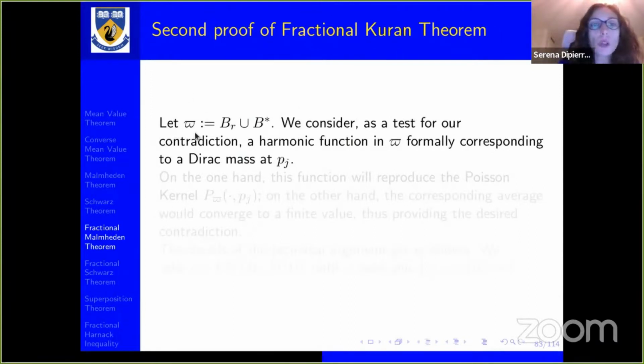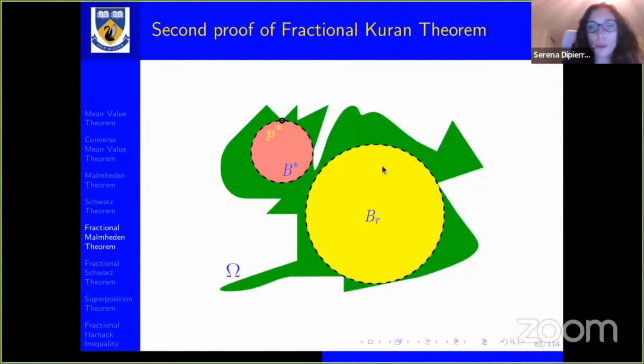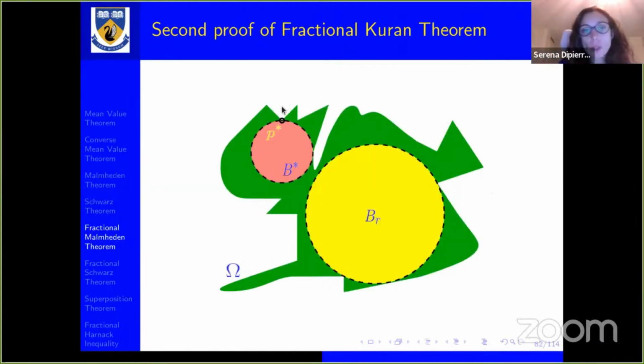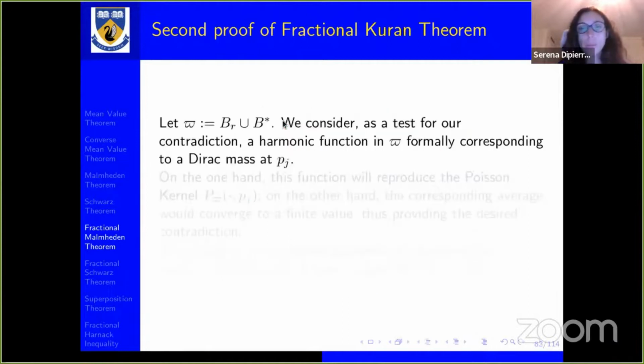Okay, so I will call var P the union between BR and B star. So var P is going to be the yellow ball here, BR, in union with B star, the red one here. And then we will see, I will basically construct a harmonic function in B1, which essentially corresponds to the Poisson kernel with the pole at Pj. Pj, remember, are points coming from outside omega and going towards P star.